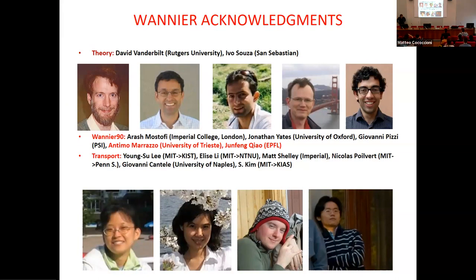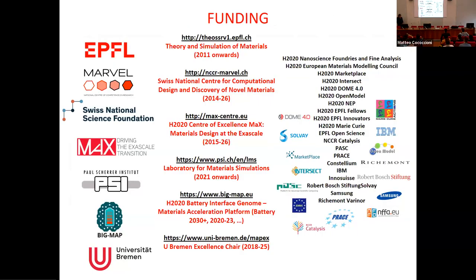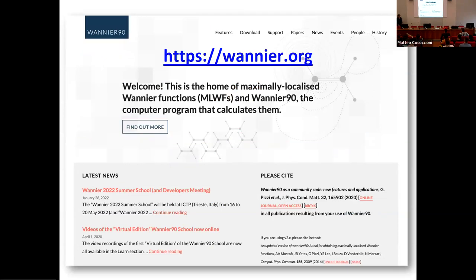This is an older slide. People look much younger than they are. There is not a picture of me, luckily, but again, as I said, these are David, Ivo, Arash, Jonathan, Giovanni, the very early efforts, but in particular, Antimo Marrazzo and Junfeng Qiao have driven some of the most recent developments. These days, we don't do transport much, but these are some of the people that did transport. This is the group of Lausanne, of which you might recognize many people. This is the funding, and anything that you want to know more about Wannier functions, the theory, the practice, the applications, the code, is all here on the Wannier.org website. Thanks a lot.